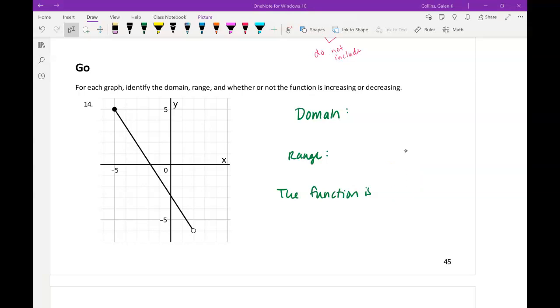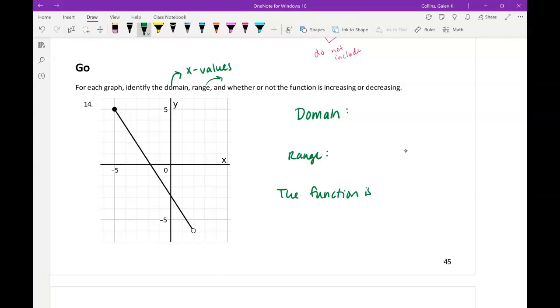All right, for the Go section of the Unit 3, Lesson 4 practice, we've been working with domain and range, so hopefully this won't be too hard for us. For each graph, we're going to identify the domain, the range, and whether or not the function is increasing or decreasing. So remember, your domain is going to be all of the x values where your function exists.